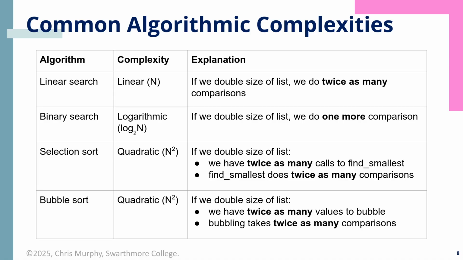And then quadratic, again, does not mean it's exactly n squared. In fact, neither of these is exactly n squared. But it does mean if I double the size of the list, I have to do 4 times as many operations. It's like I'm doing twice as many things twice as many times. The big hint I'll give on quadratic is if you see a loop within a loop, that's a pretty big hint that it's quadratic.